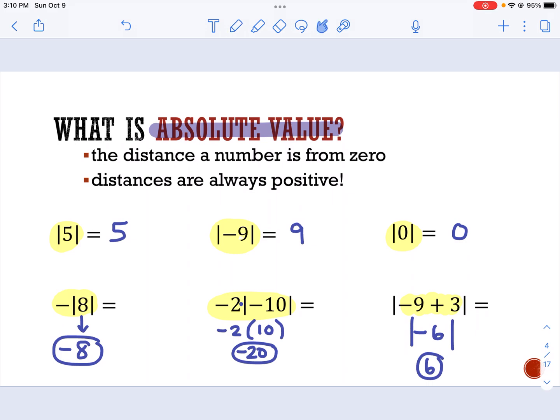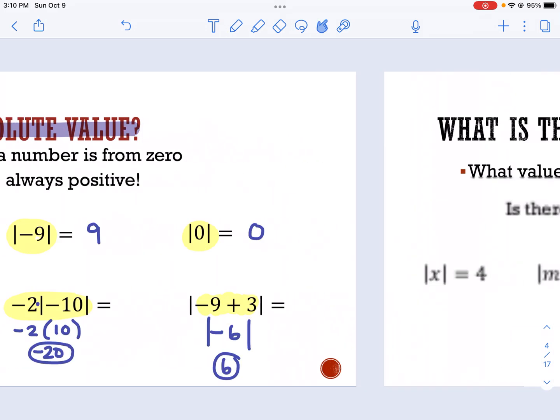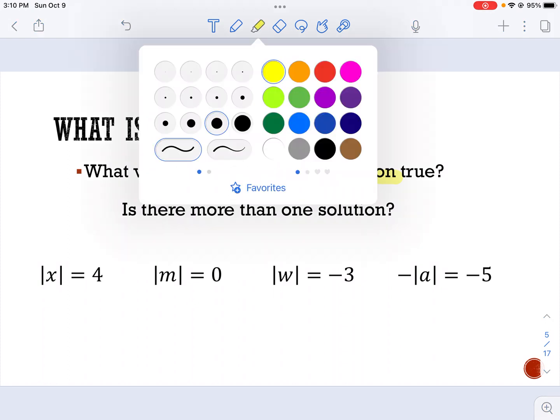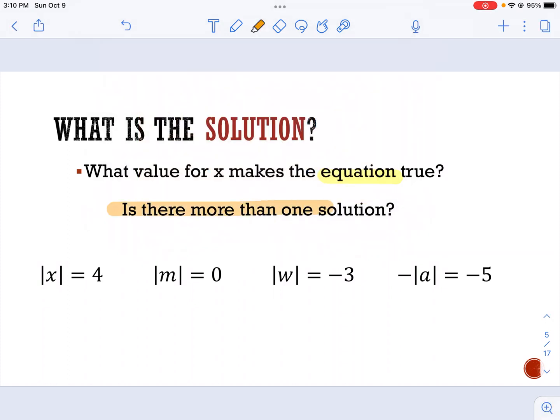But remember, that's not today's goal. Today's goal is all about absolute value equations. So, going back to this idea of an equation, remember, an equation, we're typically solving for a variable. We're asking ourselves what value of x will make that equation true. So in each of these examples here, I'm giving you 4 different equations, and I'm asking what value of x would make that equation true. As we're going through each of the problems, we're going to think, is there more than one solution? Maybe 2 solutions, maybe no solutions, or infinitely many solutions.